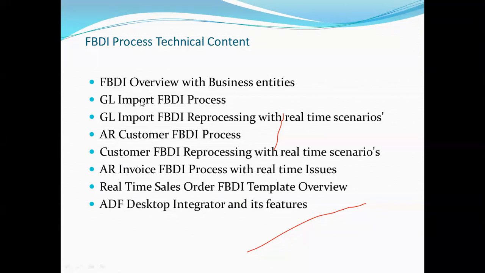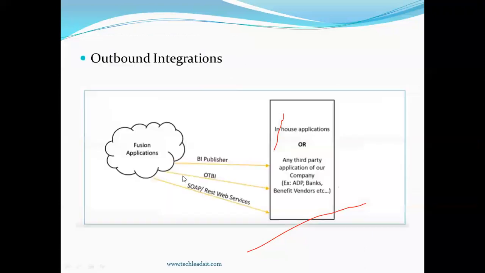Since GL import has only a single interface table, AR customer has 18 interface tables, and AR invoice FBDA has 4 invoice interface tables. These reprocess mechanisms and the purging concept, everything is different. The reason I selected these three FBDA processes is that if you are very familiar with these concepts, then you can work with any kind of business entity in your SaaS application.